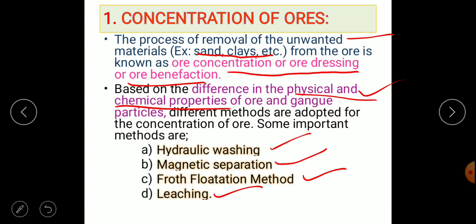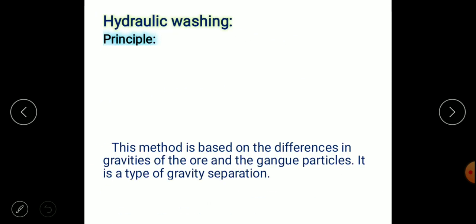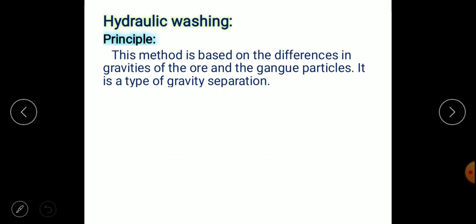Under hydraulic washing we are going to use water. Under magnetic separation, as the name says, we are using a magnet here. Froth flotation method, here we are going to form a foam or lather, which can be called froth, therefore it is called froth flotation method. And the last one is leaching, which is a chemical method. So the methods we can explain here.